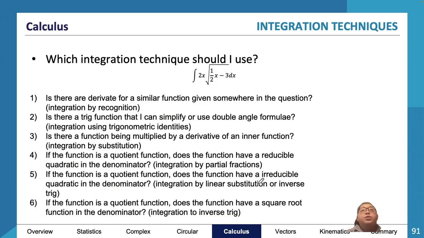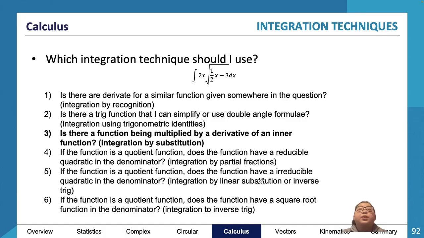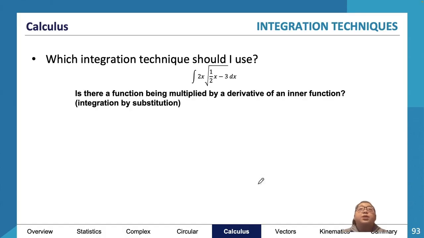Great. So for this one, we can see that we've got our substitution here. So what we want to do is screen through the options here, and we can see that it fits with: is there a function being multiplied by the derivative of the inner function, or something similar, right? So we can use that. And so what we're going to have here is we can say let u equal a half x minus 3, so x will equal 2u plus 6, right?